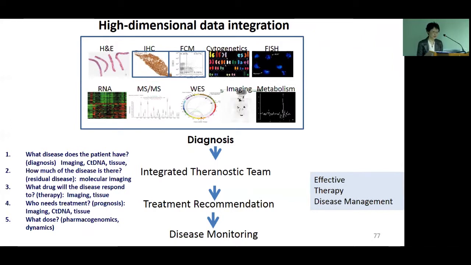our pathology practice with H&E, immunohistochemistry, 10-color flow, cytogenetics, FISH, RNA transcriptome or gene expression profiling, targeted sequencing, imaging, metabolism. We're going to be able to integrate this information to make recommendations for treatment and more effective disease monitoring so that we can be very effective in delivering high-quality patient care.